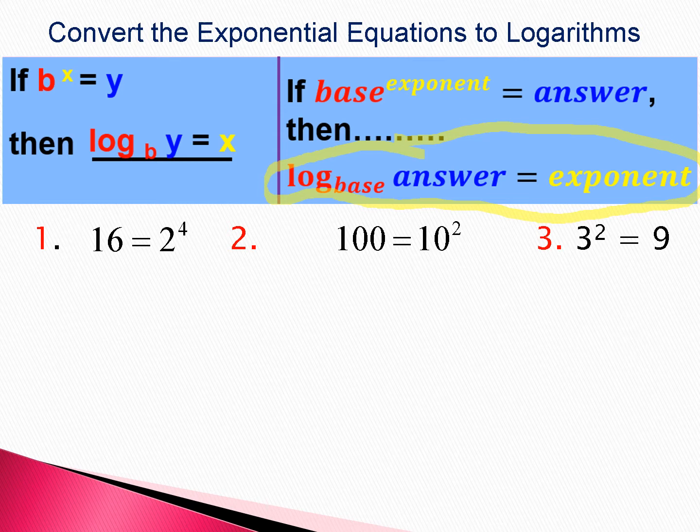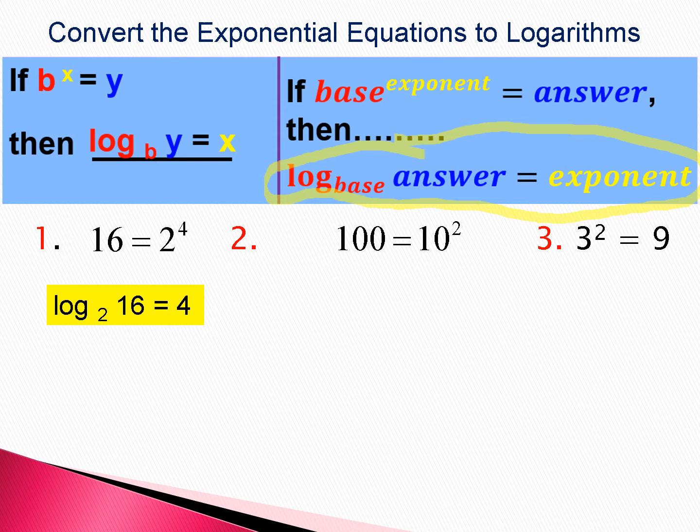So when we're looking at an exponential problem, we have to identify the base. That's the number that has the exponent. You have to identify the answer. What does it equal? And then you have to identify the exponent. Okay, so right here in number 1, my base is 2 because 2 is what has the exponent. My answer is 16 because that's what it equals. And then my exponent is 4. So when we convert this to a logarithm, we get log base 2 of 16 equals 4.